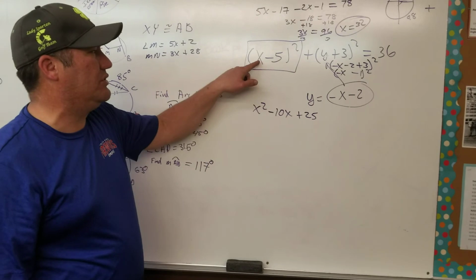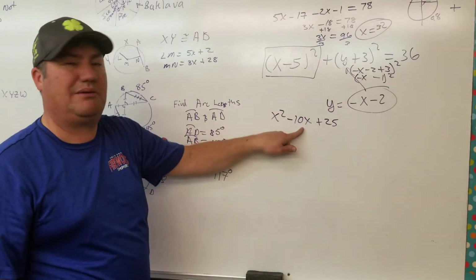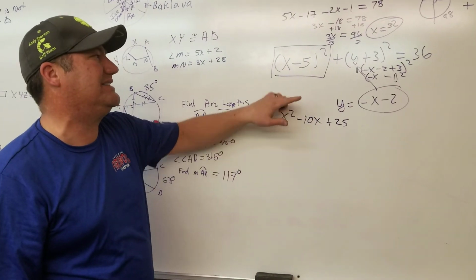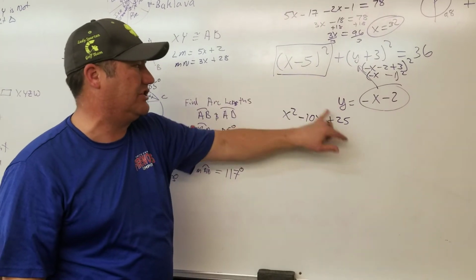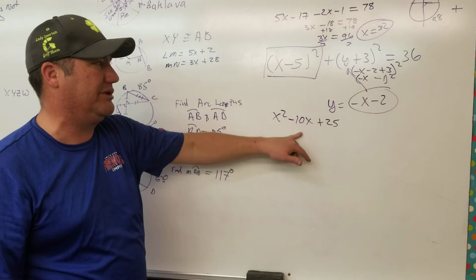Remember to do the first term times second term times 2 to get that middle term. Usually kids end up messing that up. They square the first term and they square the last term, but they forget the middle term. Don't forget the middle term.